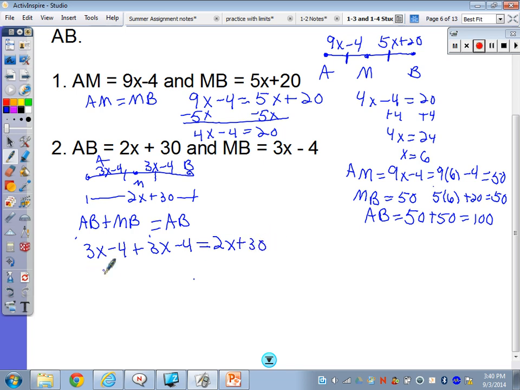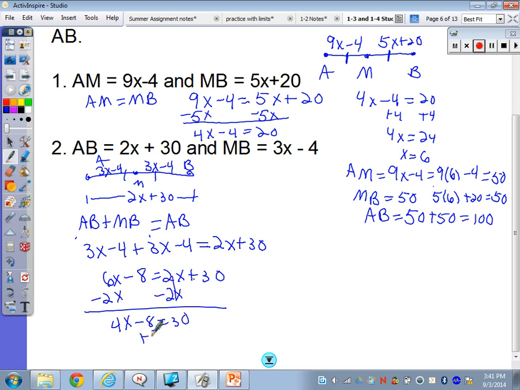So again, add my like terms because they're on the same side. So 3x and 3x is 6x. Negative 4 and negative 4 is negative 8. Then I have to get all the x's on one side, so I'm going to subtract the smaller one, which is 2x, and I get 4x minus 8 is equal to 30. I'm going to add 8 to get the numbers on one side, so I get 4x is equal to 38. And then I'm going to do 38 divided by 4, and I get x to be 9.5.